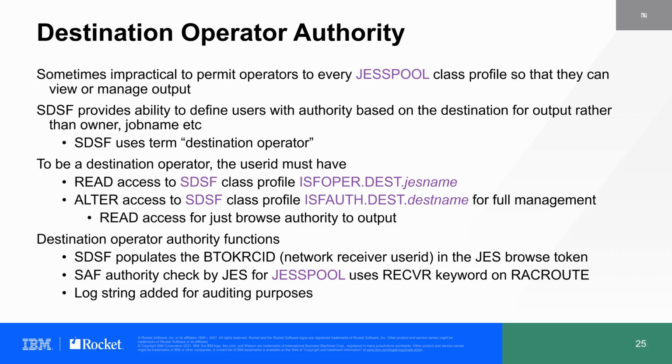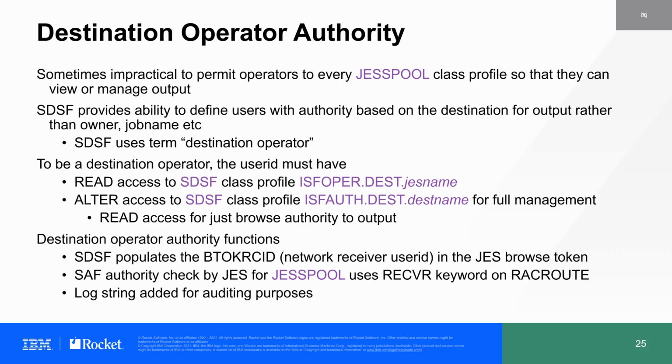To be a destination operator, the user ID must have read access to an SDSF class profile, ISF.DEST. name of the JES2 subsystem. And if they want to have full management of any output there, they need alter access to another SDSF class profile, ISF.DEST. name, or just read access if they just need to be able to browse that output.